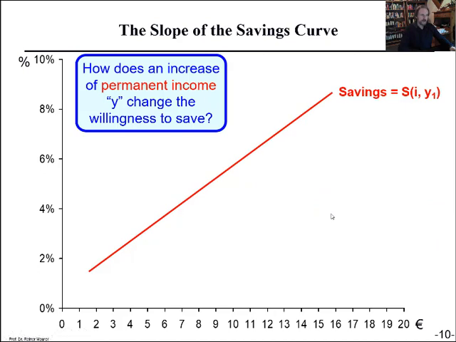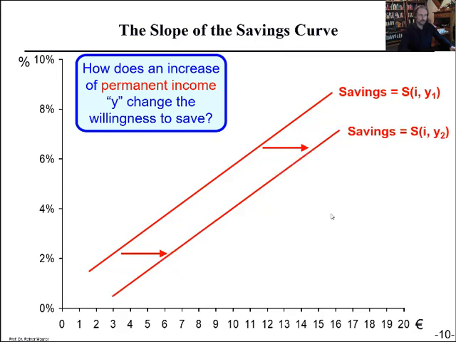What consequences has such a permanent increase of income for the graphical exposition of the savings function? Households will save more at every interest rate. Therefore, we should observe a more or less parallel shift of the savings function to the right. As a result, at every interest rate, savings supply is now higher, as the green arrow demonstrates.